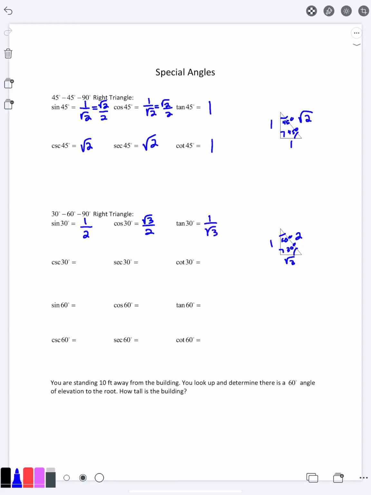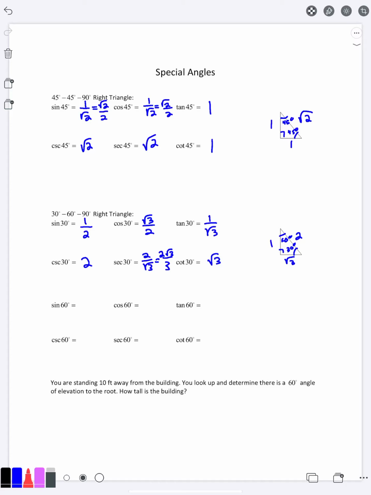Then we can do our three reciprocals. Reciprocal of 1/2 is 2. This one's going to be 2 over root 3, which again, if you wanted to, you could go ahead and rationalize. And cotangent would be then root 3.